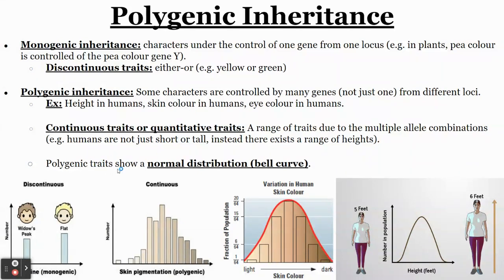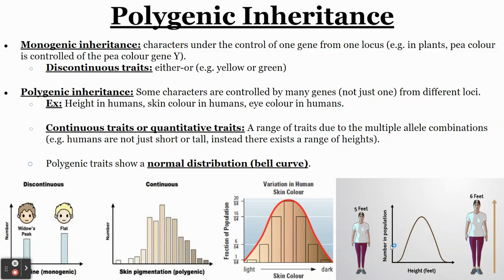So one interesting thing that we can see about these polygenic traits or these continuous traits is that if you were to plot them on a curve for the population, you get what's called a normal distribution or a bell curve, which looks like this over here. And so basically you have very few individuals at one extreme, and very few individuals at the other extreme, and most people exist in the in-between area. So you can see that for skin color over here. There's very few individuals that are very light, very few individuals that are very dark, and then most individuals are in the in-between area.